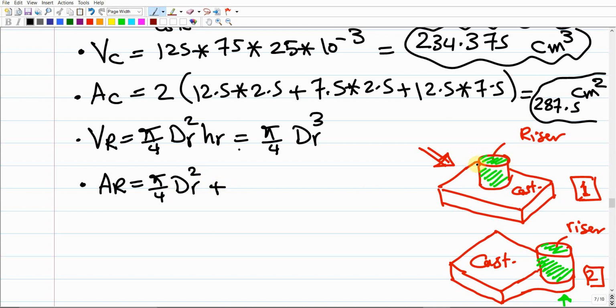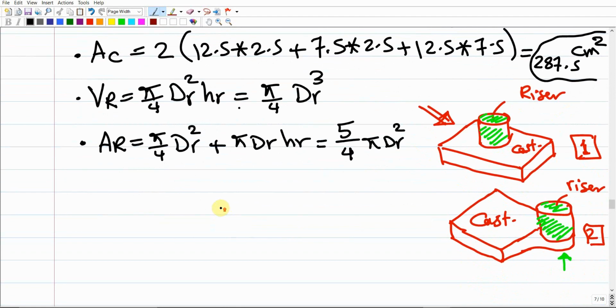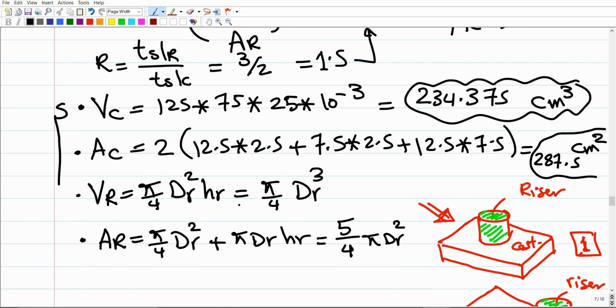The cylindrical area is going to be the perimeter times the height. So it's going to be pi dr, which is the perimeter of this circular base, times the height, hr. Remember that hr is already given by the same diameter as d, so I can replace this one as dr squared. If you add it, we're going to end up with 5 over 4 pi dr squared. This is in terms of the diameter. So your objective is just to find the riser volume in terms of the diameter, in addition to the surface area in terms of the diameter of the riser. Make sense? Then your objective is just to plug these 4 data here.